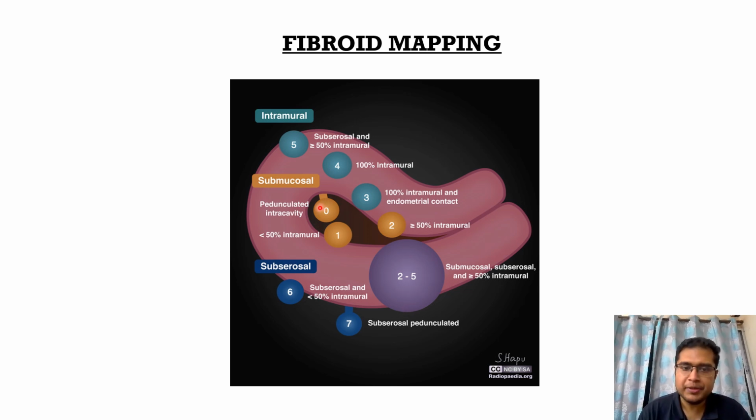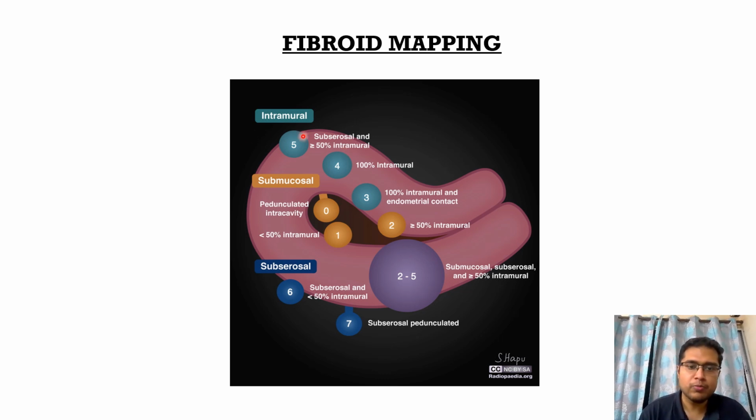So 0 is pedunculated intracavitary fibroid. 1 is less than 50% intramural fibroid. 2 is more than or equal to 50% intramural fibroid, which are very, very important and to be mentioned, because these all are symptomatic fibroids and they cause a lot of symptoms to the patient and hence have to be removed, however small they are in size. So the rest include 3, that is 100% intramural, which can also cause symptoms. 4 is 100% intramural with no endometrial contact.